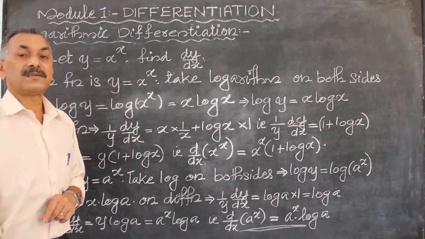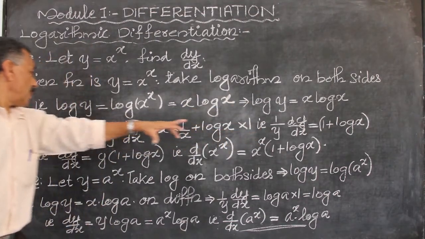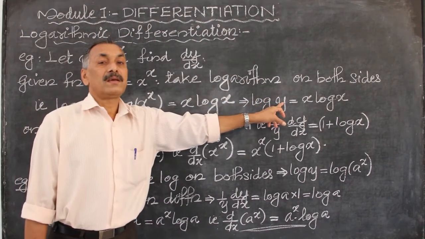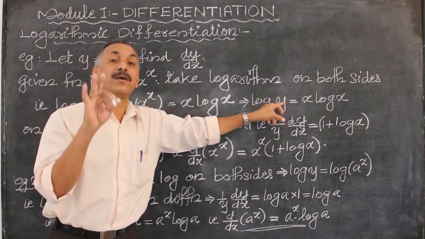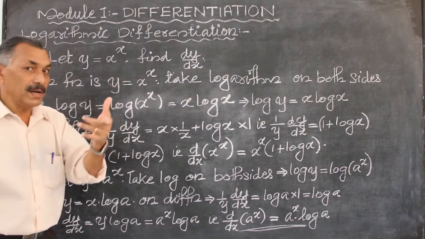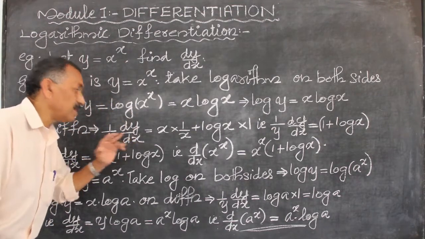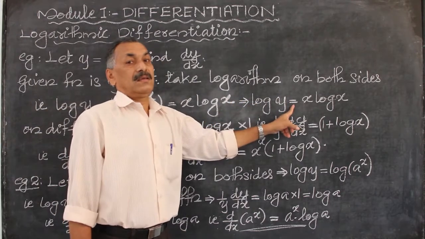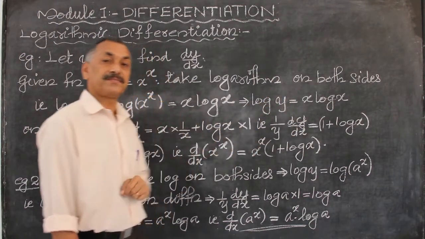Now take the logarithm, then differentiate. What is the derivative of log y? Derivative of log x is 1 by x, log u is 1 by u, so log y is 1 by y. Log u gives 1 by u into the derivative du by dx, so 1 by y into the derivative dy by dx.